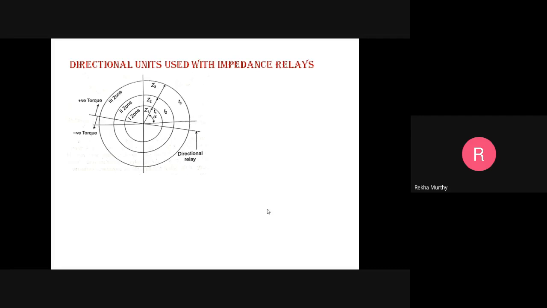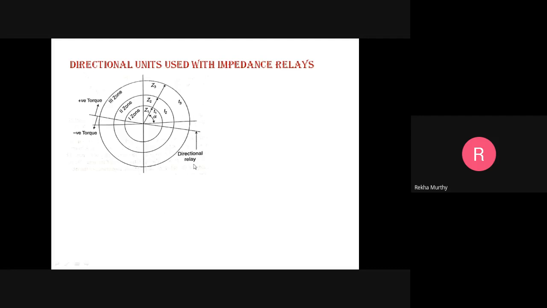So it should never operate for the fault points which are lying in the reverse direction. So to restrict the tripping zone in the forward direction, only a directional unit is included in the protection scheme. At any location, I have considered the three zones. At any location, three impedance relays and a directional unit have been employed here.